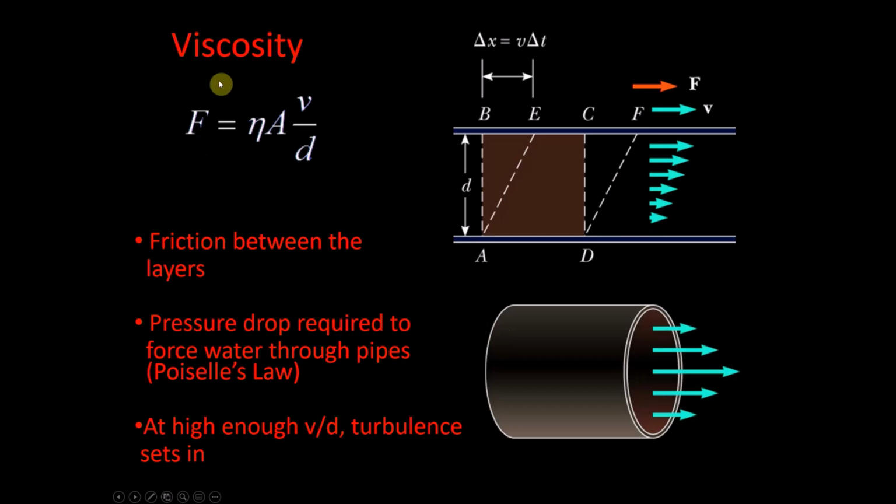This is found by a force, which is eta, which is essentially a coefficient of viscosity, an area, the speed or velocity of your fluid to the diameter of the pipe. At a high enough V over D value, turbulence will set in and disrupt the flow of the fluid as it runs through the pipes and end up with a force which holds back your fluid. That's what we refer to as viscosity.